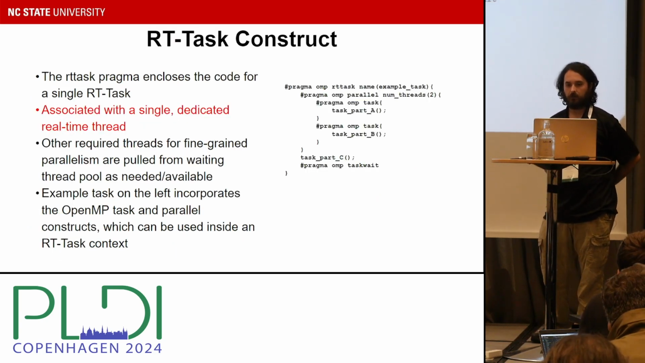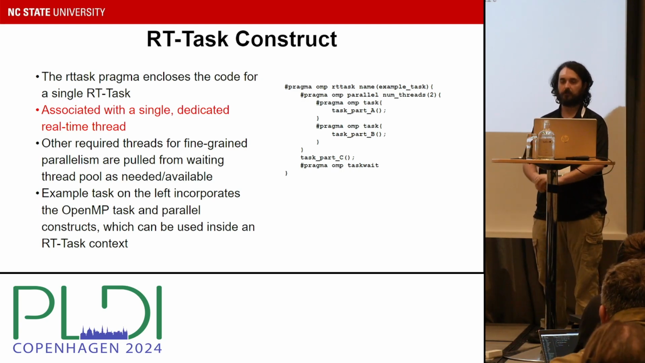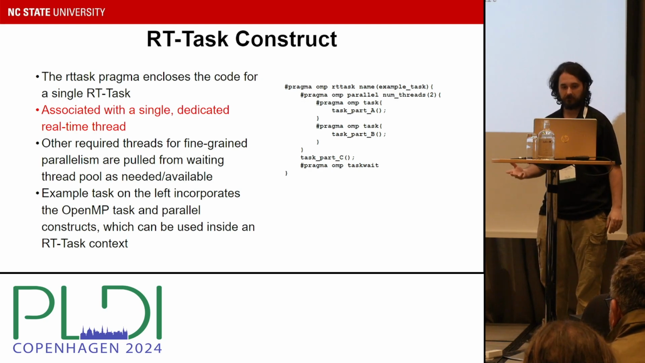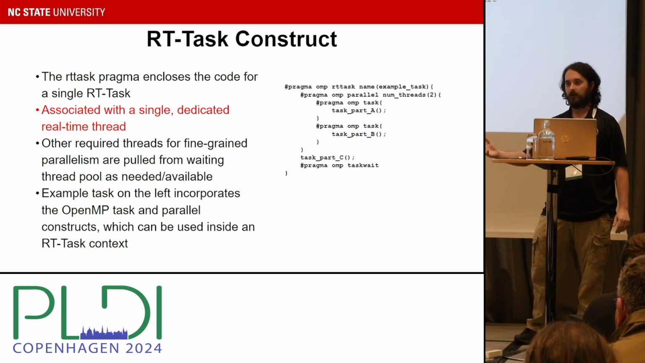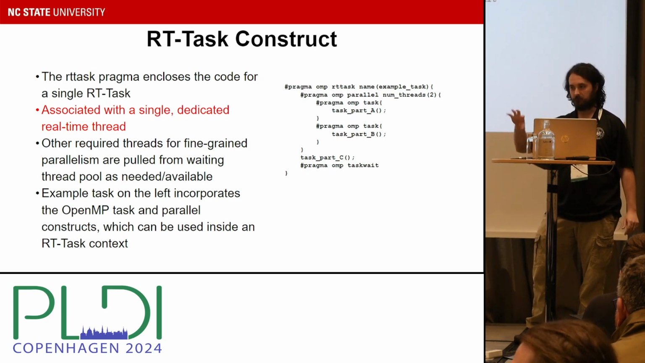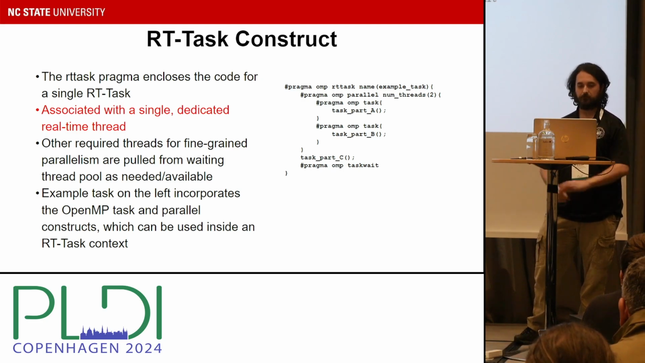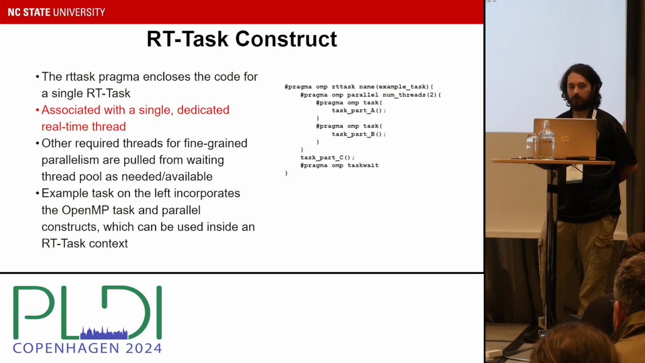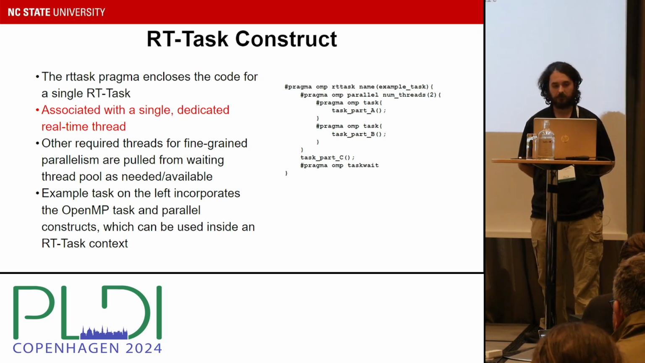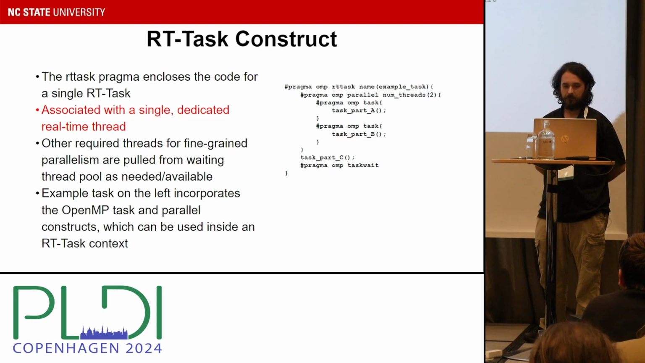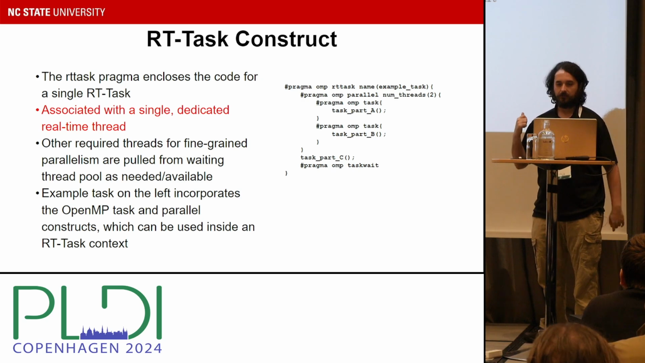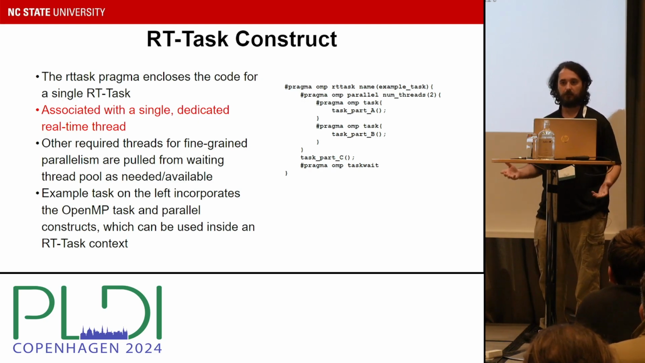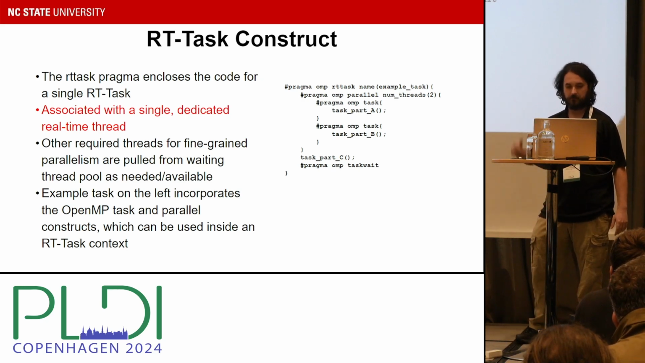So the RT task construct, with an example invocation of it there, is associated with a single dedicated periodic real-time thread. It may pull from its given priority or from the given thread pool for the EDF priority band if it expresses fine-grained parallelism. But the Pragma encloses the code for a single RT task. Notably, it's associated with just a name rather than any of the information required for the expression of a real-time task. That's abstracted to a configuration file that I'll go into in a little bit.